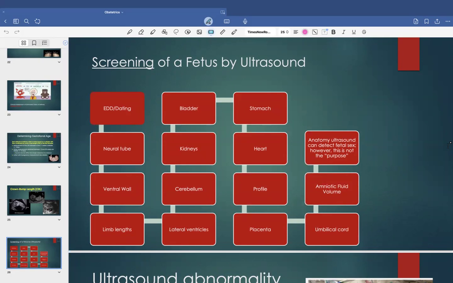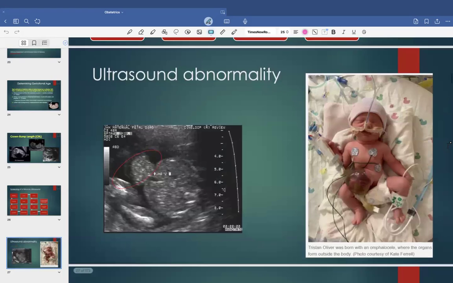An ultrasound abnormality, this is an example of an omphalocele, which you can see protruding out of the abdominal wall. And when the baby was born, this is what it looked like, with the organs outside of the body. This is different than gastroschisis, which is when those organs don't have a sac. You can see this baby has a sac.